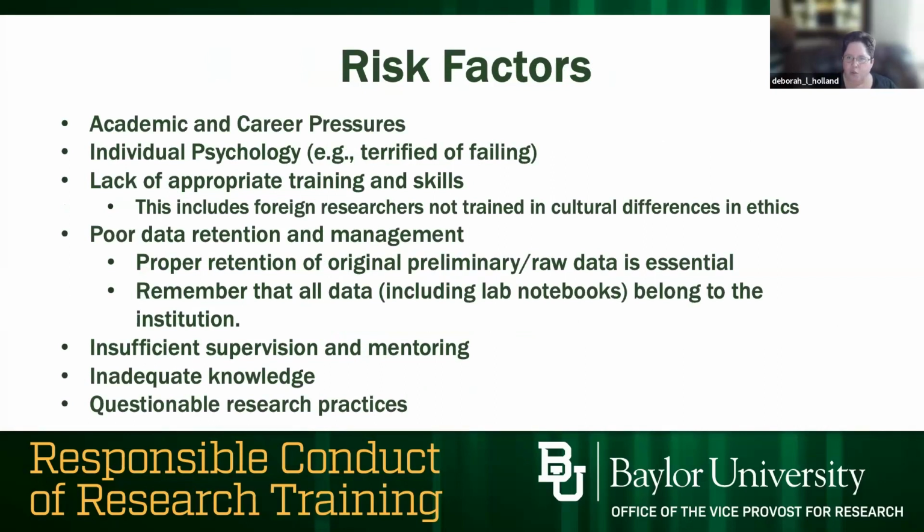There's been research into the risk factors of research misconduct and why research misconduct happens. And these are the main findings that we get from that research. At the top is going to be academic and career pressures. People are pressured to produce. They're pressured to get promotions, to get their degree in a certain amount of time, to give results to their funders and things like that. And that can lead to research misconduct.